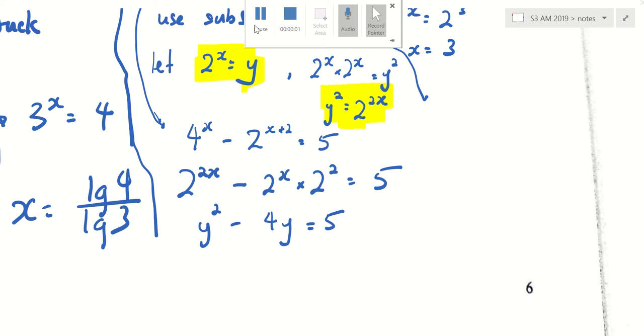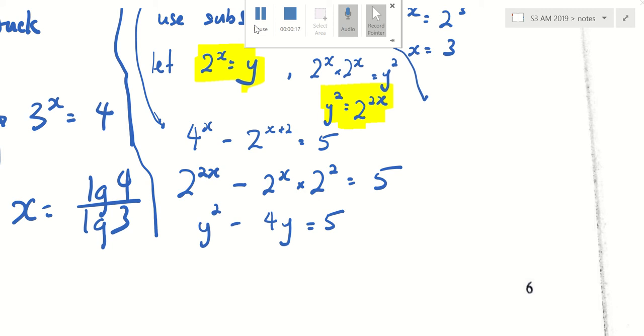Okay, what's the difference between this and this? Over here, you see that the unknown is at the base. Over here, you see the unknown is at the power. Over here, the unknown is at the base. So it's easier to solve here.